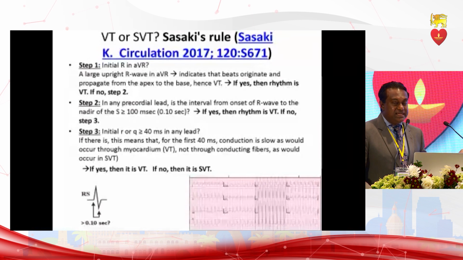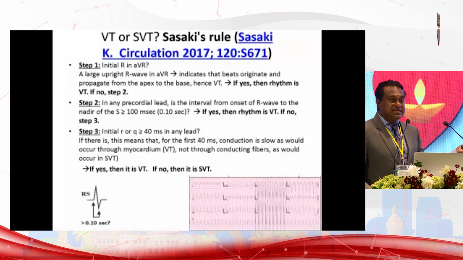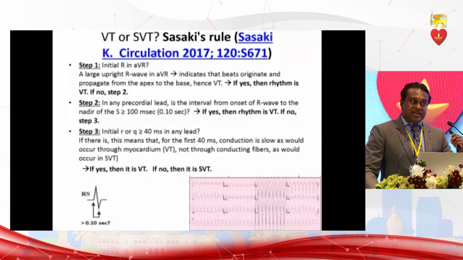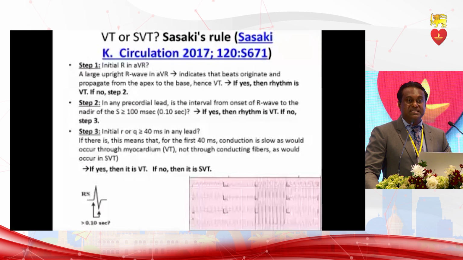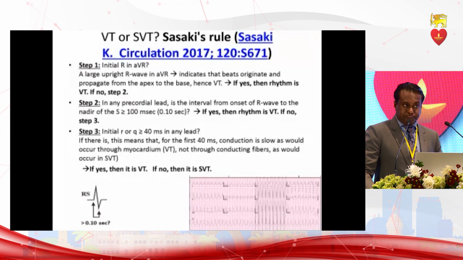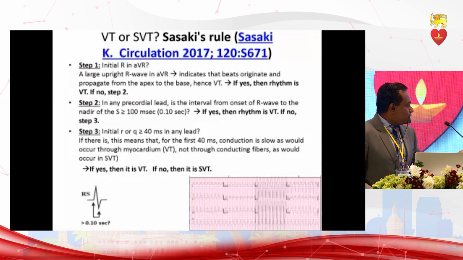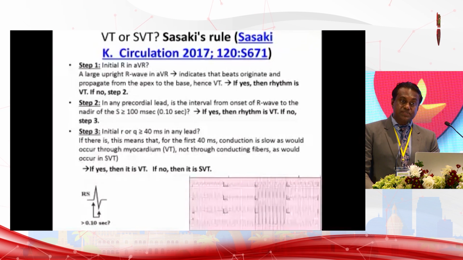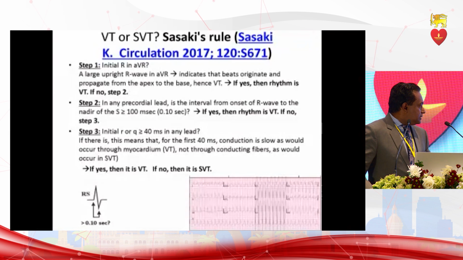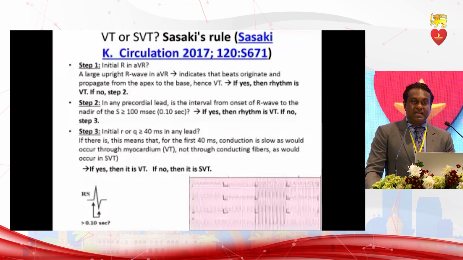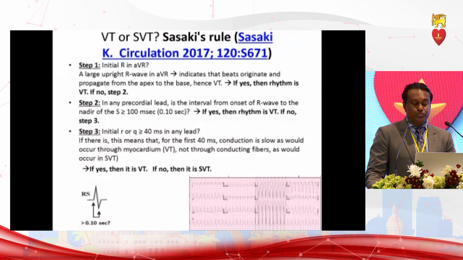If that is so, that means the initial conduction is actually through the ventricular myocardium, where cell-to-cell conduction occurs, which is slower and does not involve the specialized conduction tissue system. There are a whole lot of gap junctions and all. Because of that, it is slower conduction, obviously, and so it is in keeping with a ventricular tachycardia. In SVTs, the first bit of conduction is always fast, because it is arising from the supraventricular region and specialized conduction tissue is involved.